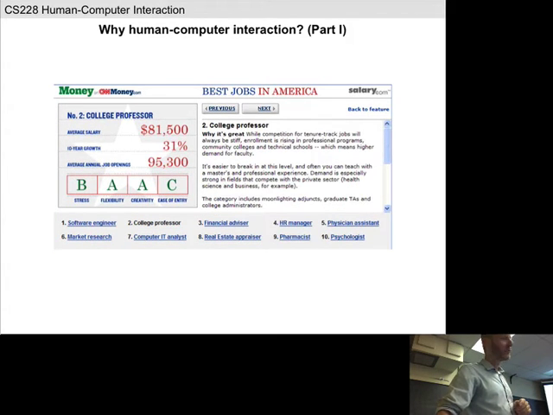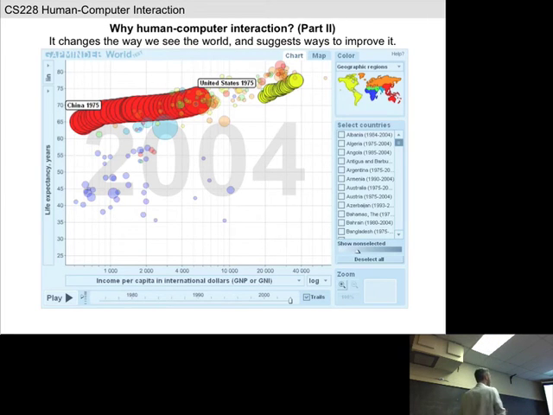Okay, aside from interesting creative jobs that pay well, why else might you want to pursue a career in HCI? It's revolutionizing the world, right? As we know, computers are revolutionizing the world, but now interfaces, right? The software on top of those computers are what's really revolutionizing things.